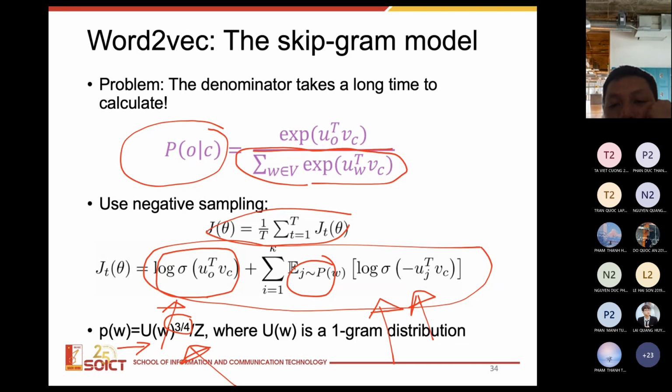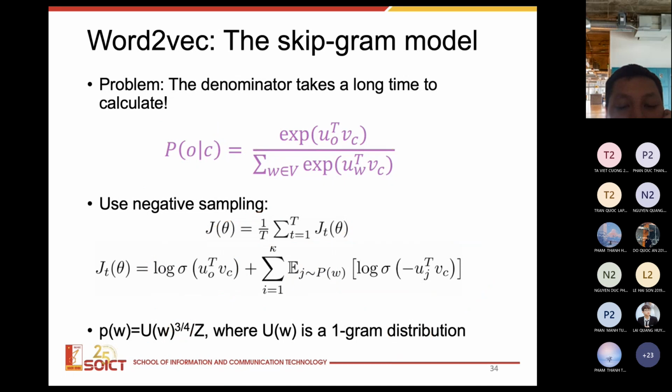Any question? What is K in this loss? I from 1 to K. K is the number of negative samples, the number of negative samples you add to the loss. Is this a hyperparameter? Yes, it's a hyperparameter.